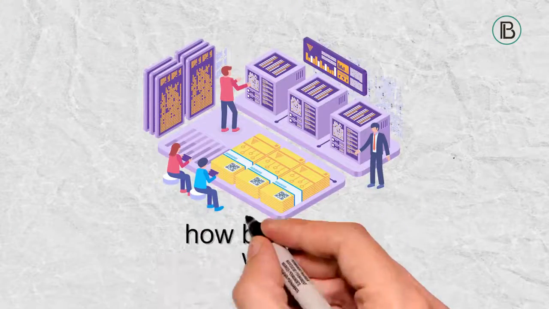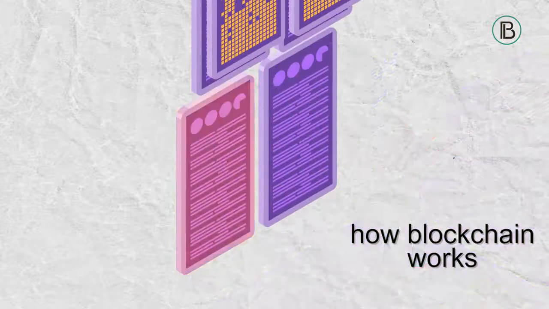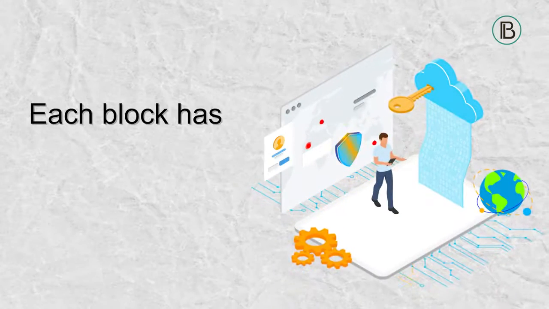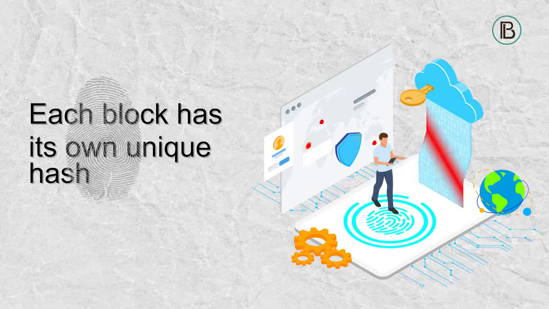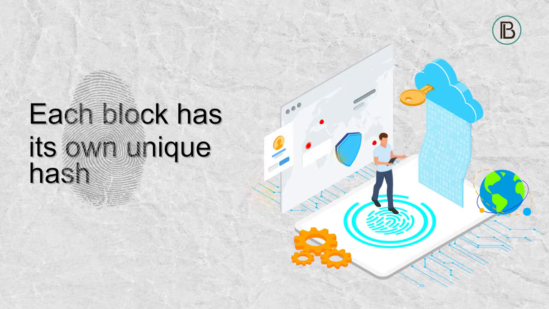To explain how blockchain works, imagine a book. Each page of the book is a block. Each line of the book is a record that contains data about a transaction. Each block has its own unique hash. It can be compared to a fingerprint. It identifies the block and all its contents. The hash is always unique.